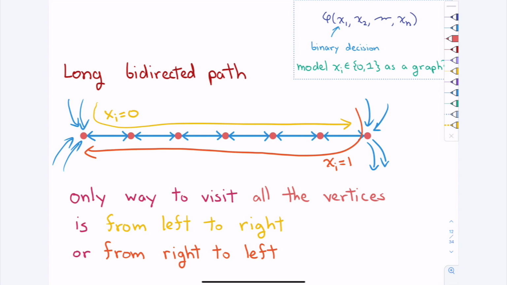Why a long path and not just one vertex? It'll be useful in a moment.